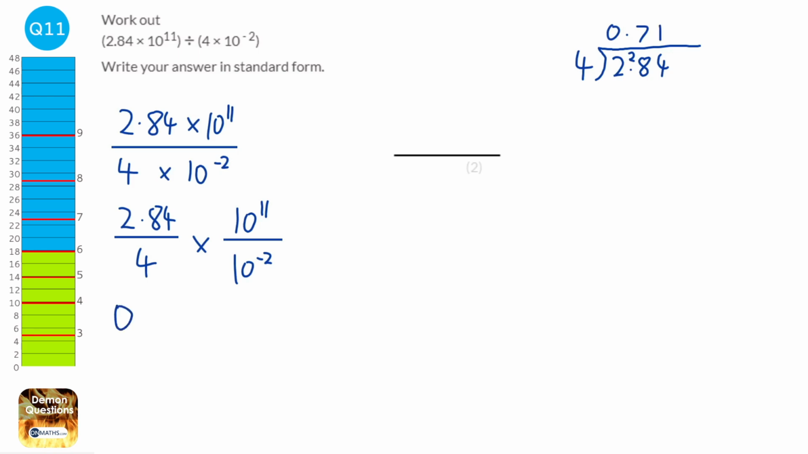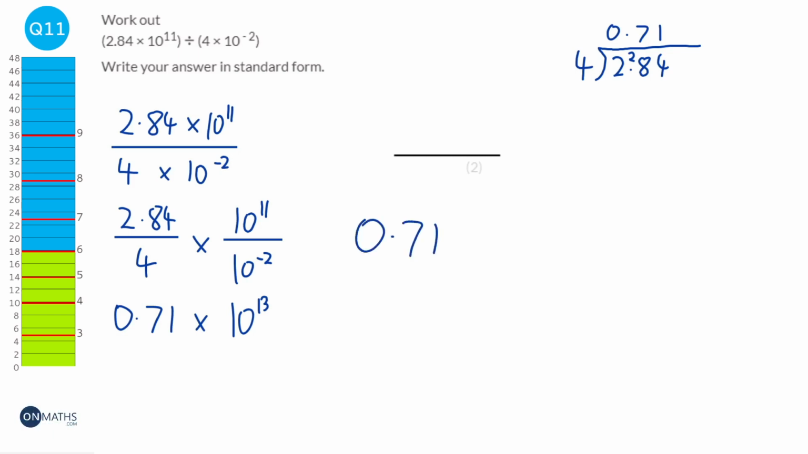So it's going to be 0.71 times, and then the rules of indices say that if you divide two powers of the same base, they're both 10, then you just take away the power. So it's 11 take away minus 2. Now the two minuses, the two takeaways, actually convert to a plus, so it would be 11 plus 2, which would be 13, so it would be 10 to the power of 13. Now we've got a bit of a problem here, because standard form must have a number between 1 and 10, and not including 10, at this position here, and this is obviously less than 1, so we need to convert this into standard form. So what we can do is just write the number out again.